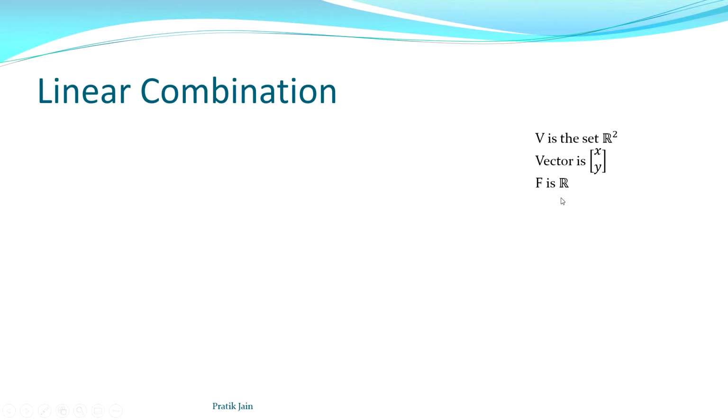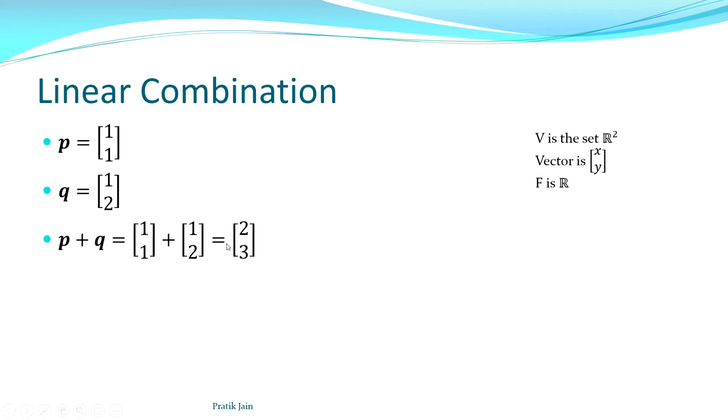Now let me consider a vector. Let P be a vector from this vector space, 1 comma 1. Then there is Q that looks like this. Now I can add these two. So this is the story from the beginning, right? We can add two vectors and we get this.